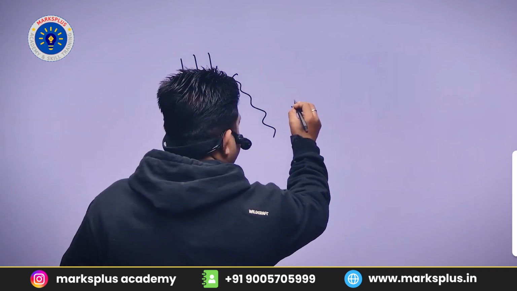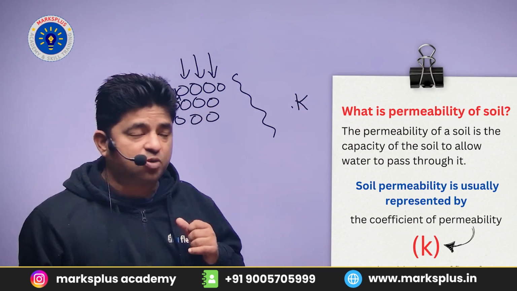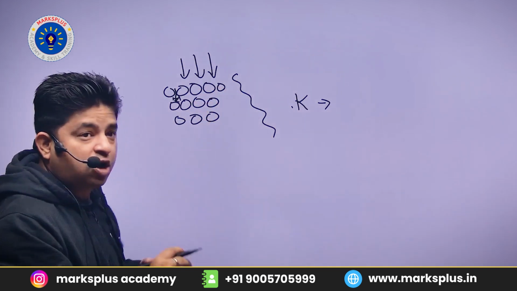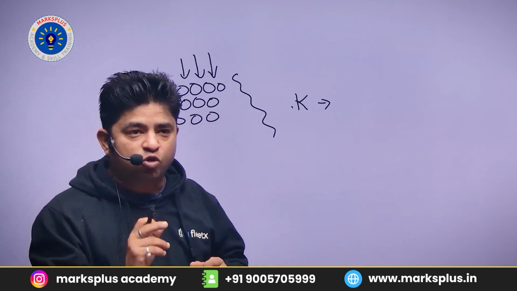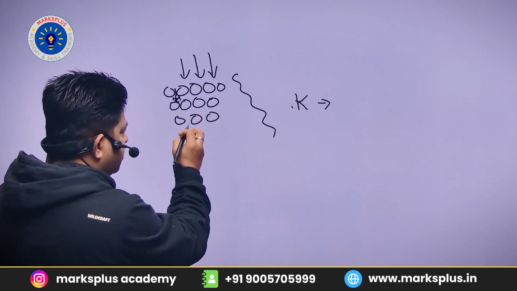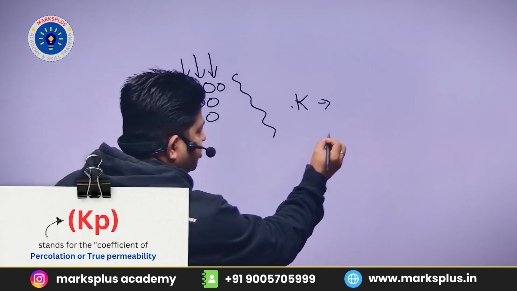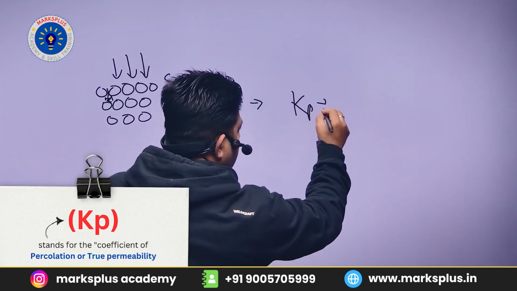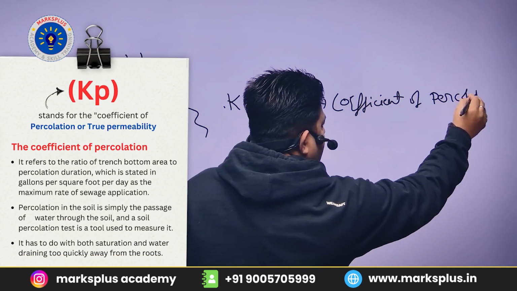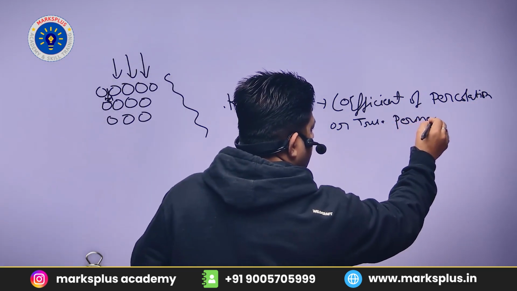The coefficient of permeability is denoted by small k, and it is the flow of fluid through the whole area of the soil mass, so it is not the true velocity. If we measure the flow actually taking place between the solid grains, it is denoted by Kp. That is also called the coefficient of percolation, and it is also known as true permeability.